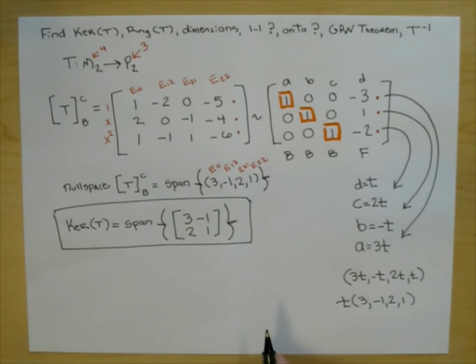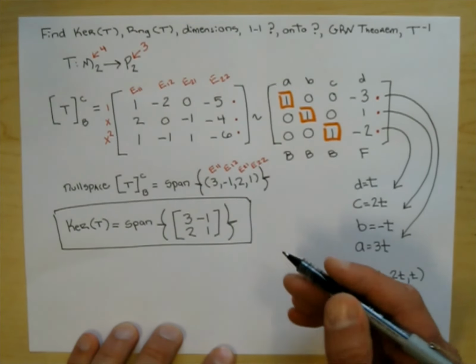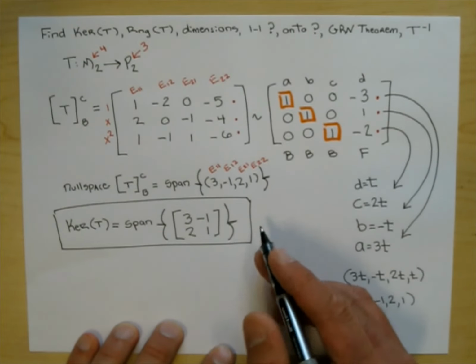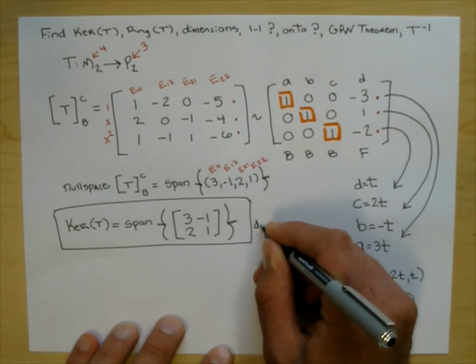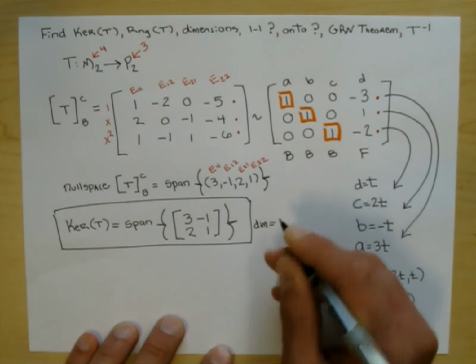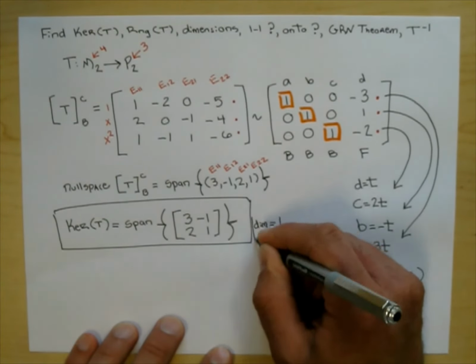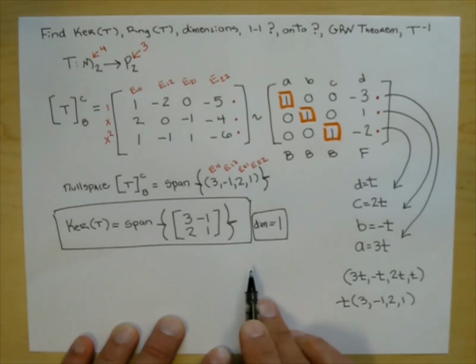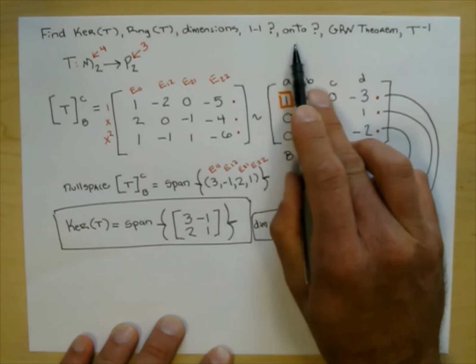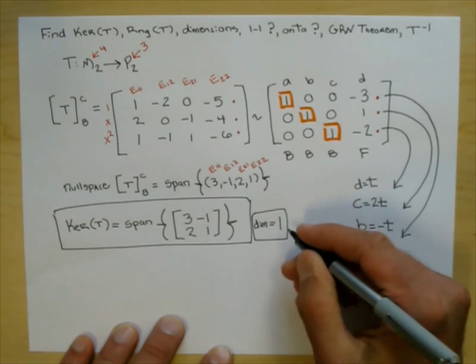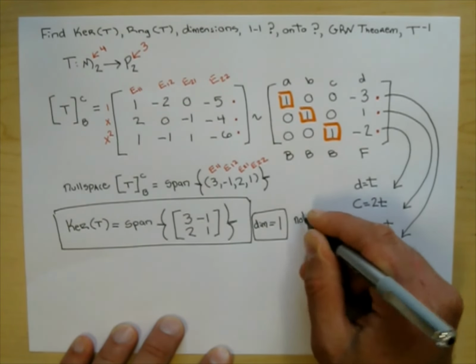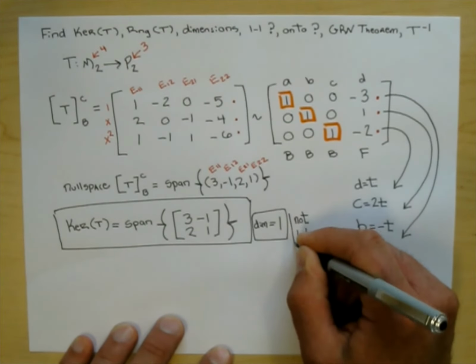Okay, now they wanted the range, but before we do the range, I'm going to show you another cool thing that we can do. The dimension of the kernel is 1. Also, that tells me something about one of these guys. It tells me that the linear transformation is not 1 to 1.